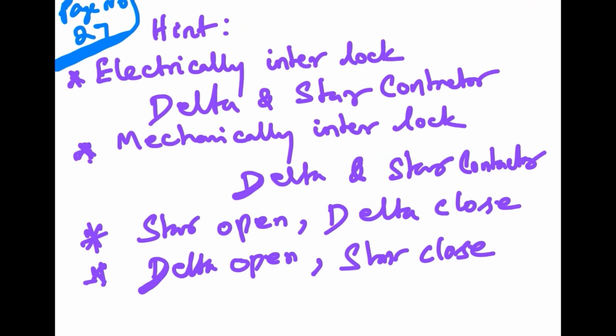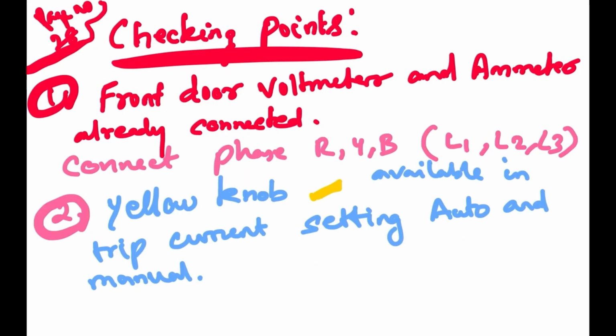Hint: electrically interlock the delta and star contactors. Mechanically interlock the delta and star contactors. Star open, delta close. Delta open, star close. Checking points. The front door voltmeter and ammeter are already connected. Connect the phases R, Y, B, that is lines L1, L2, L3.